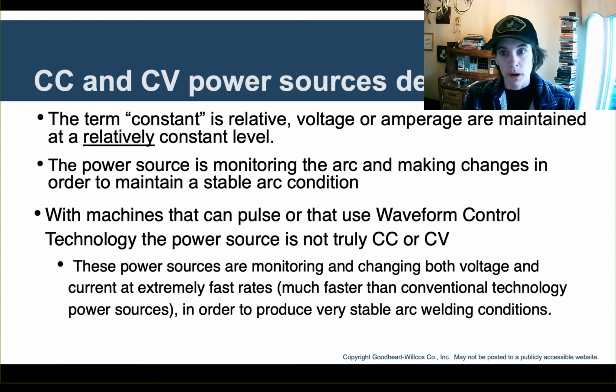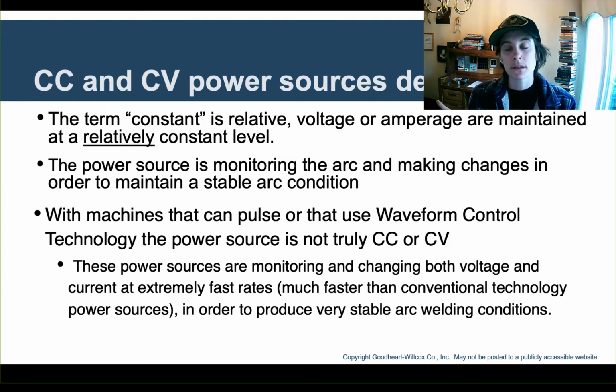And then some more about CC and CV. So the next step, as you start to try to understand this, is that this term "constant" is actually relative. Even though you set the voltage to 10, say, and it's going to maintain relatively constant at 10, it does fluctuate a little bit. If you have a constant current machine and you set the amperage, it's going to fluctuate a little bit.